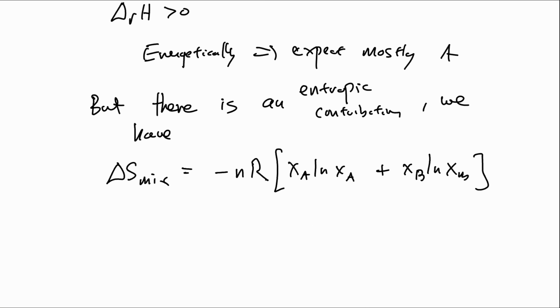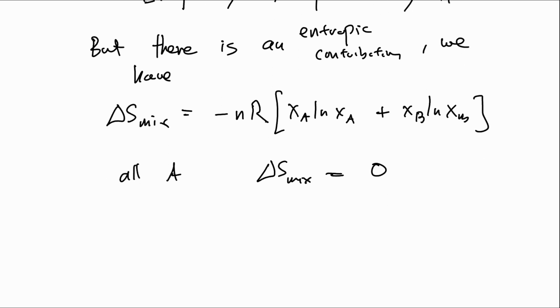But there's another term, right? And if we think about this, let's say we had all A, right? Then that delta S mix is going to be equal to 0, because I'll have 1 log 1 plus 0 log 0. And the 1 log 1, I think everybody's happy with, 1 times 0. But the 0 log 0 is like 0 times minus infinity. And we have to think about that, but people have thought about that, and we're not going to prove it. But a 0 log 0 is equal to 0, okay? So when you take the limit, there's no entropy of mixing.